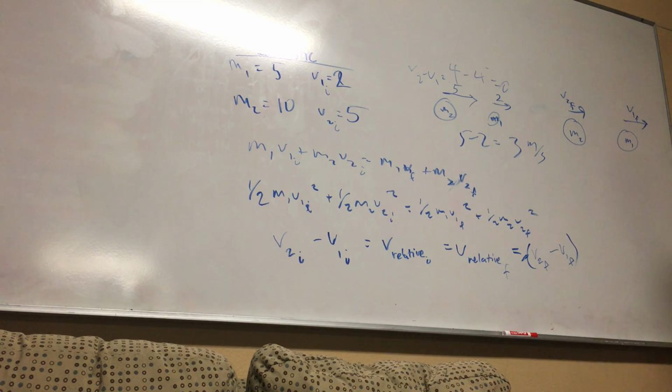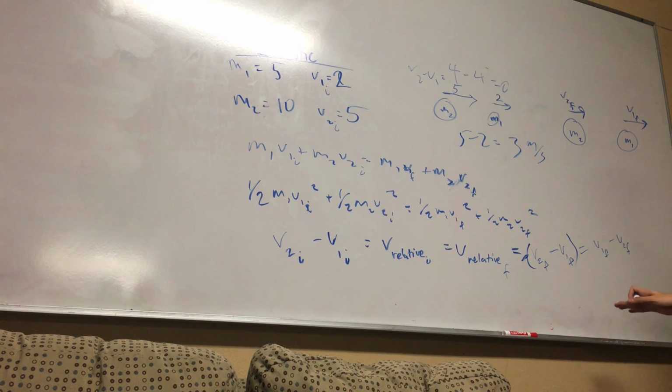Wait, couldn't those be flip-flopped? So right now, after I simplify, this will be V1 final minus V2 final. Oh wait, yeah, you just put a negative sign. I didn't realize there was a negative sign. Yeah, that's the right one.